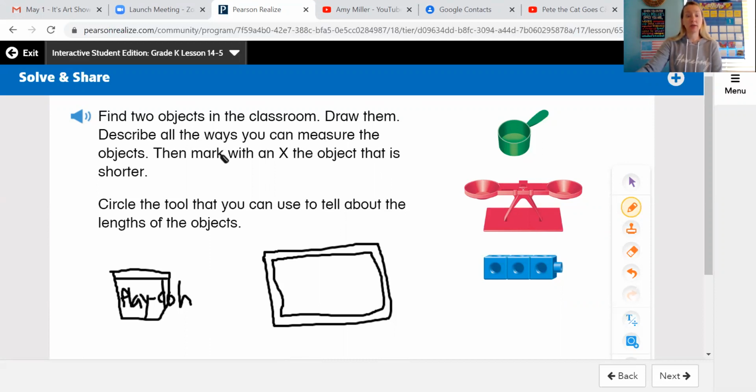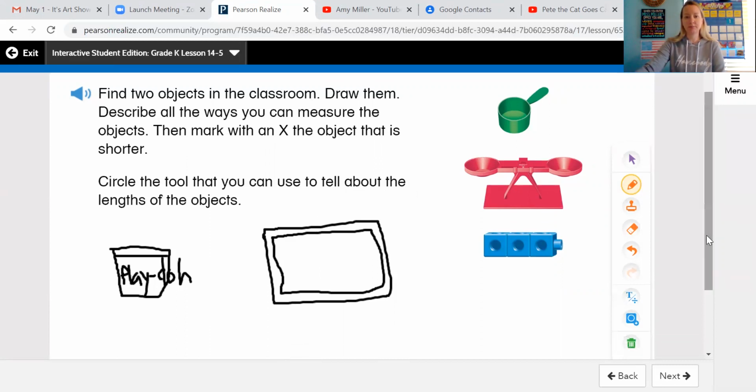Now they want us to mark an X on the object that is shorter. Think about our little cans of Play-Doh and our dry erase boards that you can hold. Which one is shorter? Think about that for a second. If you said Play-Doh, you are right. Now, whatever objects you draw, mark an X on the object that is shorter than the other one.